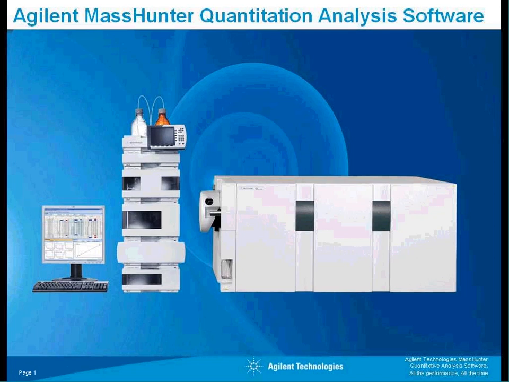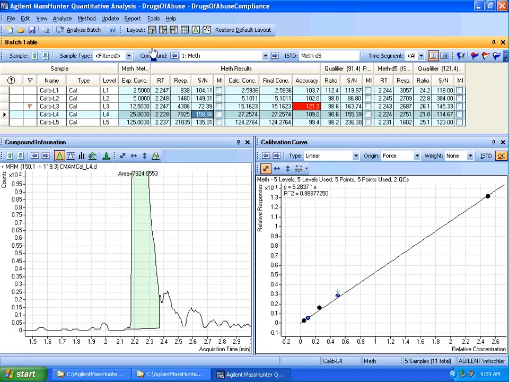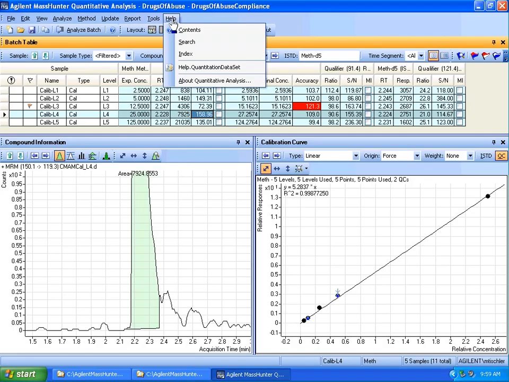And if that is required, the qualitative analysis feature has the ability for you to manually pick the noise regions, and that can get you the answer that a trained chemist can accomplish. Let's go to the definitions of the signal-to-noise.